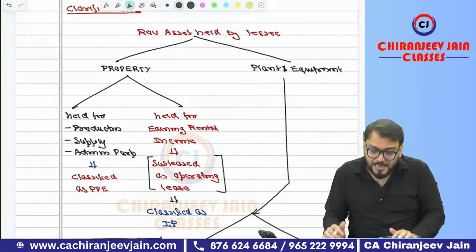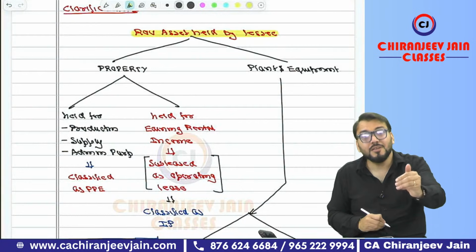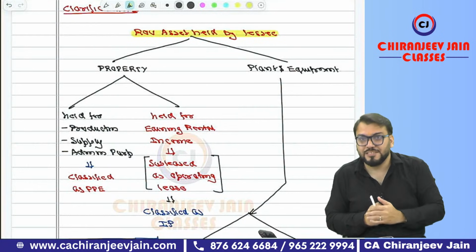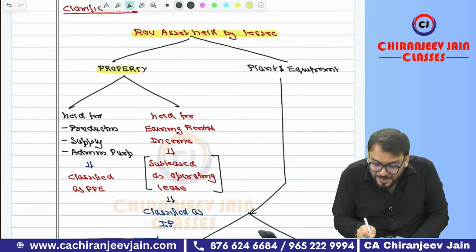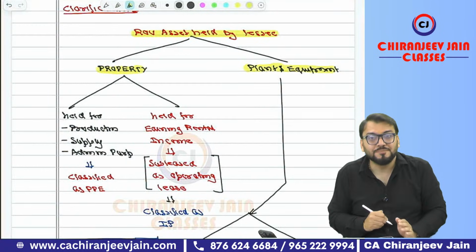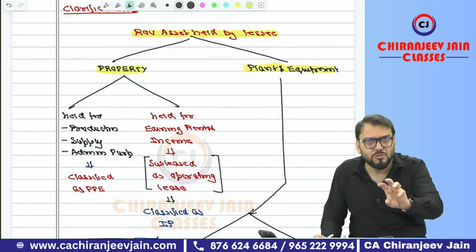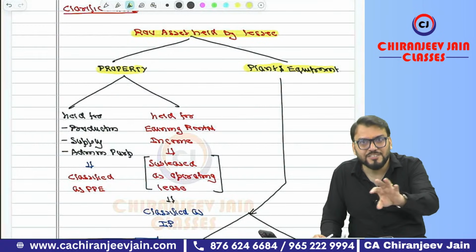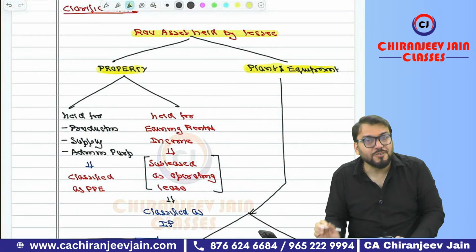Then I have said ROU asset held by lessee. It means any ROU asset held by a lessee can be property, or can be plant and equipment. Any ROU asset held by lessee, you know, Ind AS 116. I think you know a little about lessee and lessor. So an ROU asset can be property or plant and equipment.